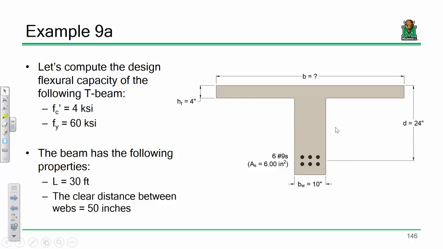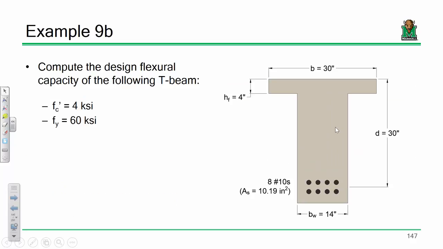We did this example last time. Remind me, was this a rectangular beam or a true T-beam? It was rectangular. In the end, the stress block was rectangular. It was only about 1.7 inches deep. So in the end, this is nothing more than a rectangular beam that just looks T-shaped. That seems kind of strange, but when the stress block is rectangular, it doesn't change anything about the analysis.